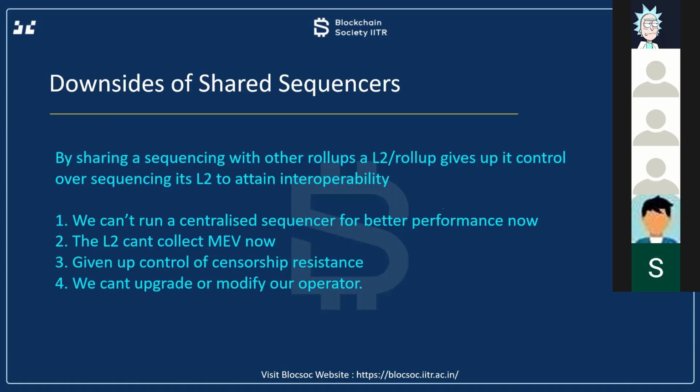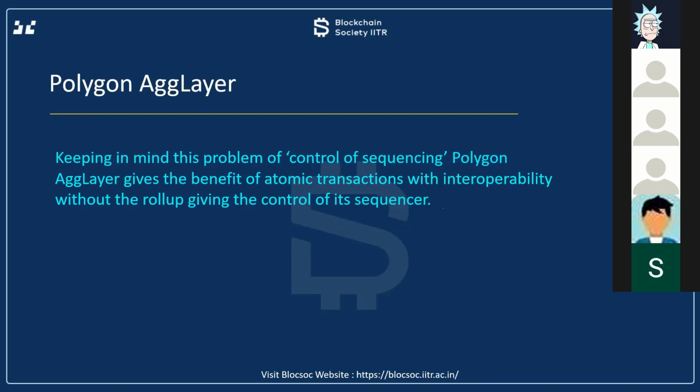And now we can't modify or upgrade the operator that we have. So that is also an issue. So now Polygon came up with the idea of the aggregation layer. What the aggregation layer does is solve this problem of control over sequencing. The Polygon aggregation layer gives the benefit of atomic transactions.